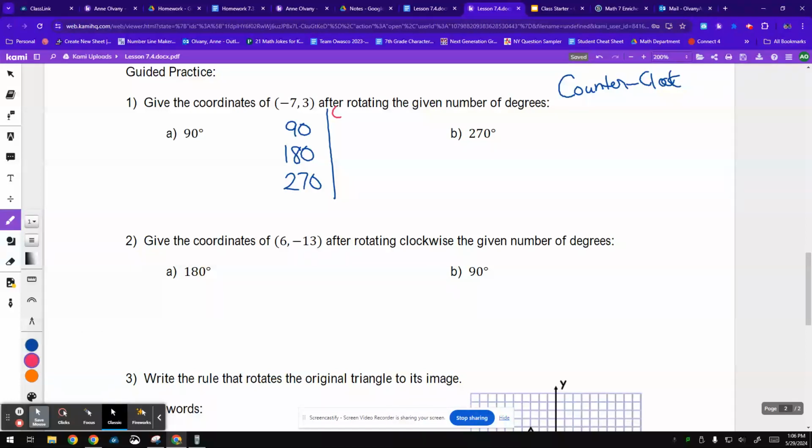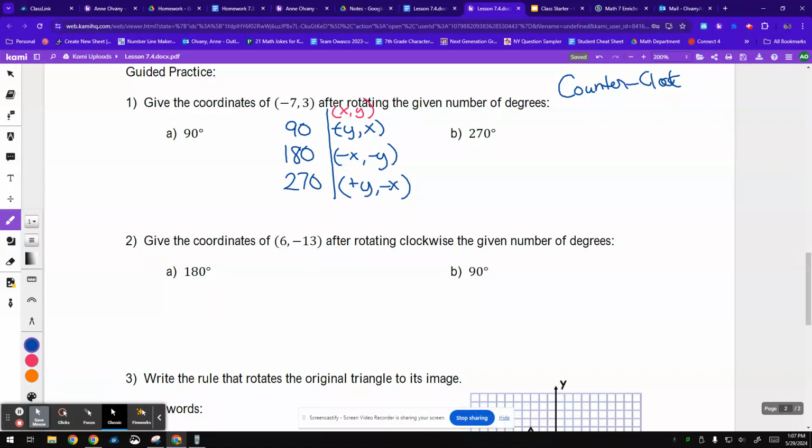We always start x, y. So when I turn 90, I'm going to flip these and negate the first. That's the rule. I'm going to start with this one now, and I'm going to flip these and negate the first. And now I'm going to take this one, and I'm going to flip these, and I'm going to negate the first. This is the rule.